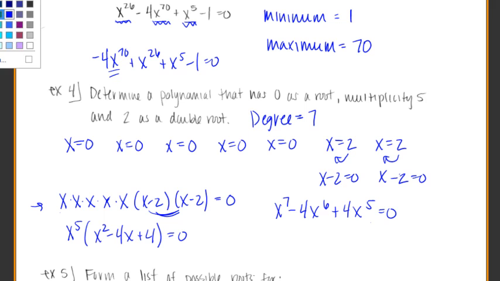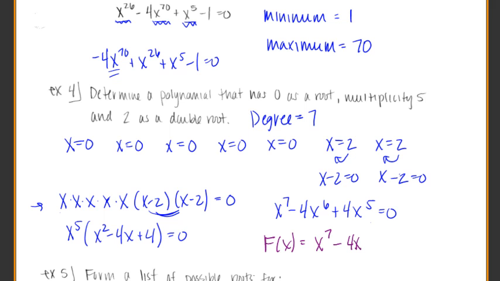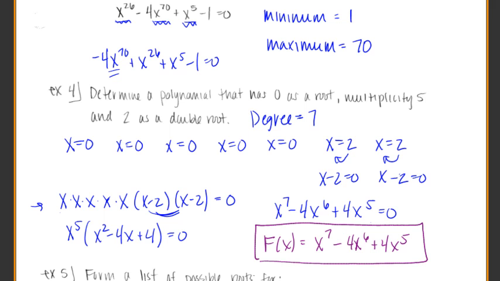Okay, and if you want to write it in polynomial form, you can say f of x is equal to x to the 7th minus 4x to the 6th plus 4x to the 5th. Okay, now as a check, if you wanted to, what you could do is pretend to start right here, and if I asked you to factor this, the first thing you would do is pull out an x to the 5th, right? Which would be pretty much this step right here.